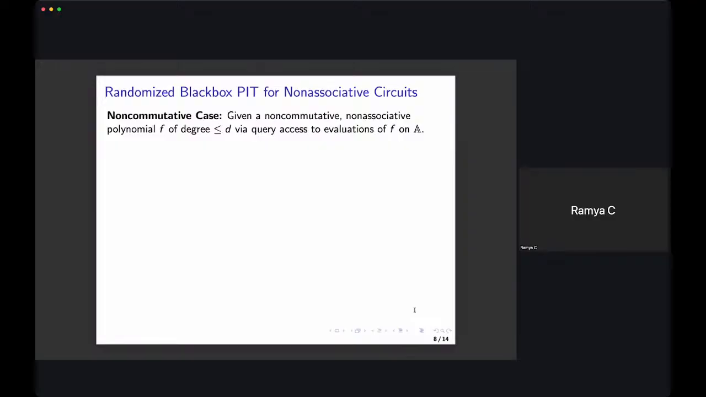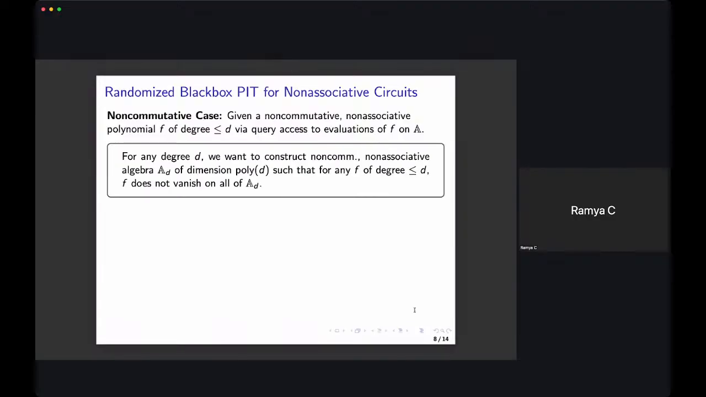So this requires you now to design an algebra which is non-commutative, non-associative and also of low dimension, such that you take any non-commutative, non-associative polynomial, this polynomial should not vanish on the entire algebra. In other words, f should not be a PI for this algebra. Then you are in good shape because then you can try to use random elements and get a randomized identity testing algorithm. So for the rest of the talk, we'll try to design this algebra.